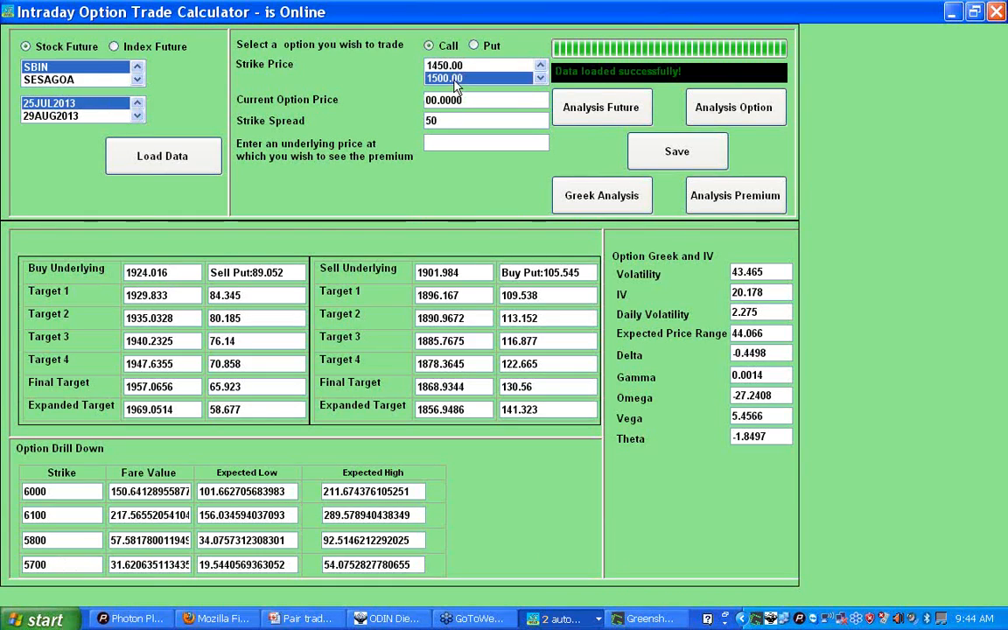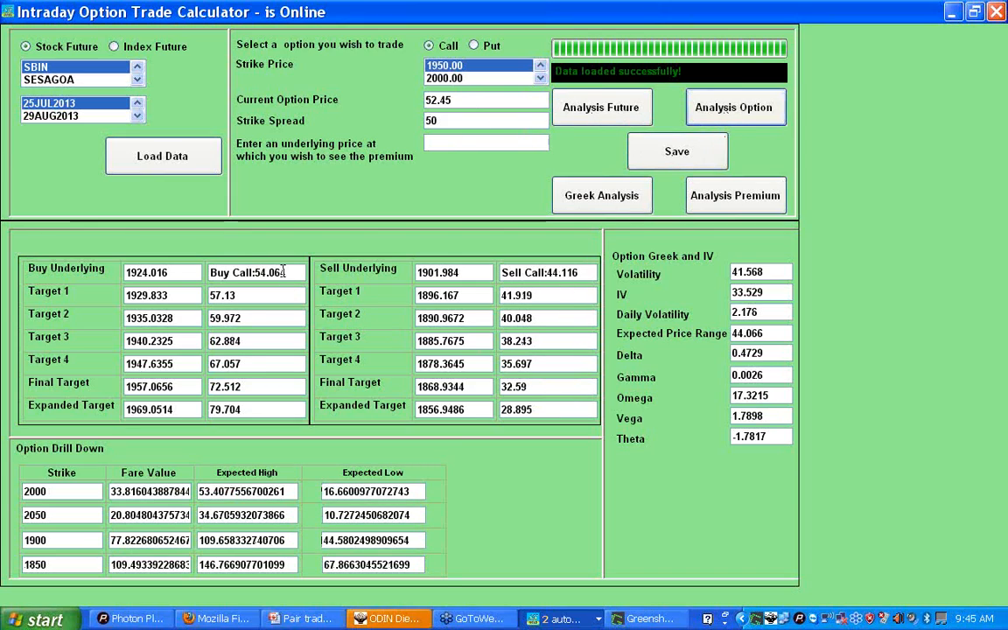So quickly we will do the call option analysis. The 2000 call option will be nearest. 1950 also nearest. 1950, 50 rupees, and we have analyzed the future. Analyze the option. So 54 rupees you can buy. Keep a stop loss of 44, and this will be your targets. Quickly you can think of purchasing this also.